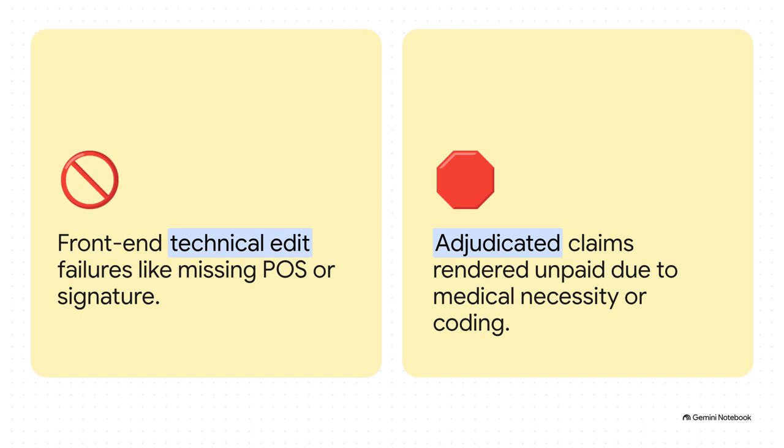But then we have a formal claim denial. Now this is much more serious. This means you got inside, the claim processed through adjudication, but they still kicked it out and refused to pay due to coverage, clinical, or coding determinations. A formal denial means we have to dive deep into the clinical documentation to fight back.